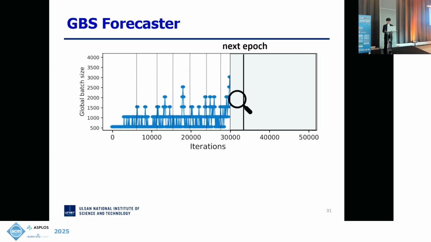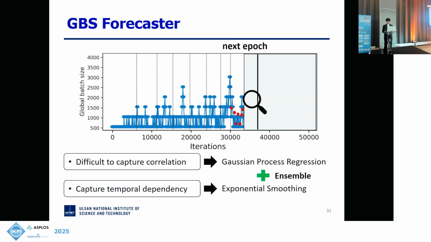The figure shows the GBS trajectory during training. The vertical line is the boundary of an epoch. The GBS forecaster predicts the trajectory of adaptive batching at the next epoch. It uses the previous GBS trajectory as data and is built from an ensemble of a Gaussian process regression model and exponential smoothing, to take advantage of both prediction models.